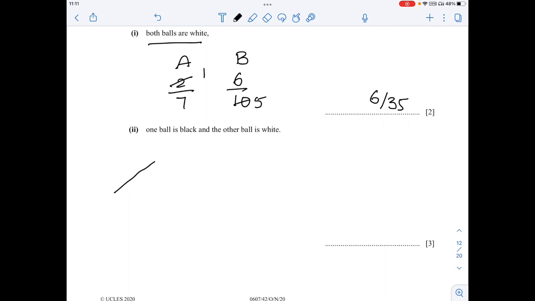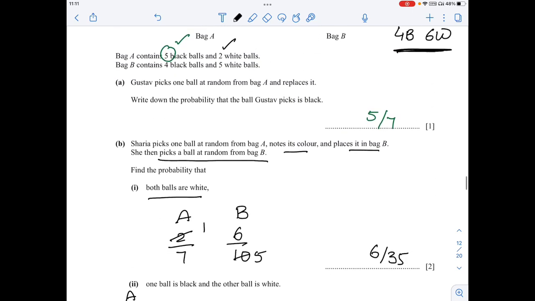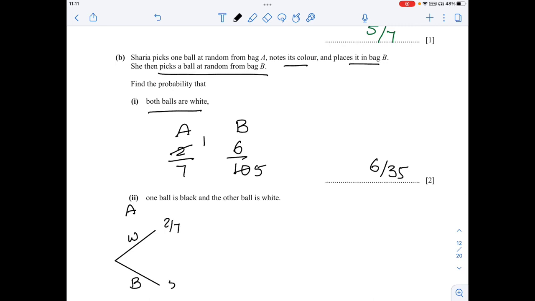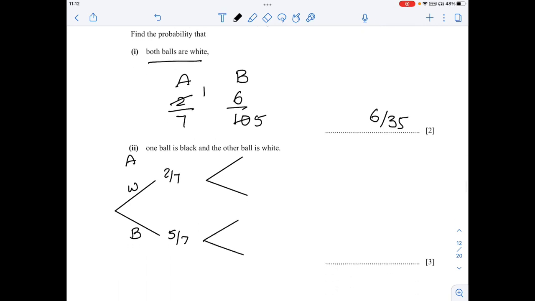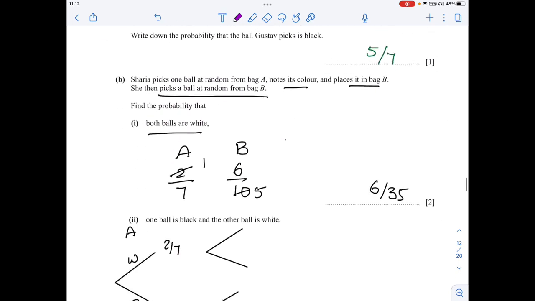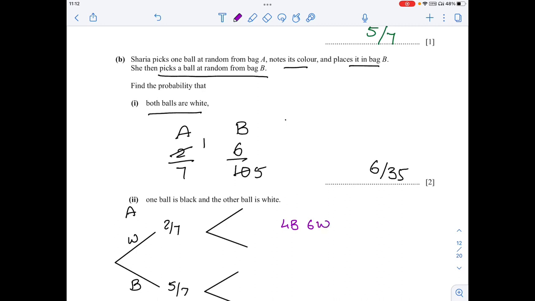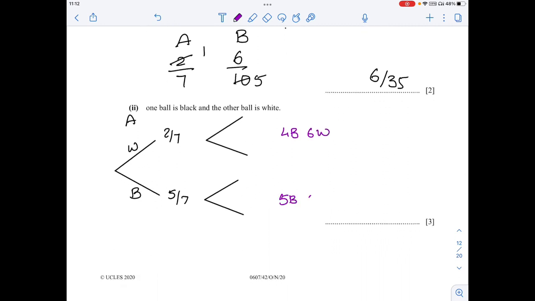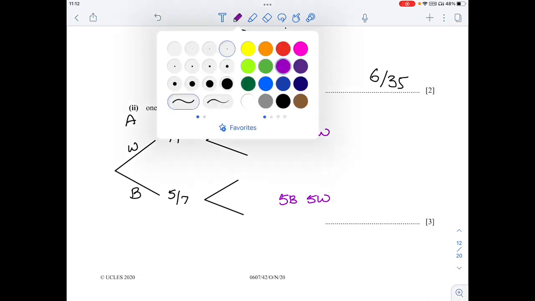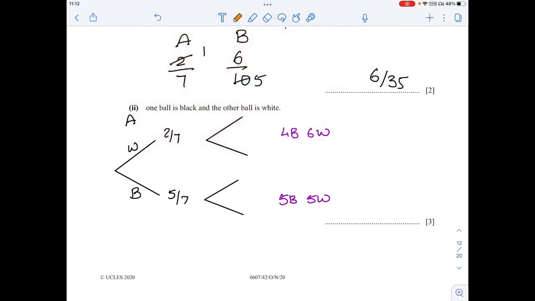If we write it out in the form of a tree diagram, it will be much easier to understand. White, black from bag A. So the probability of white is going to be 2 upon 7 and the probability of black is going to be 5 upon 7. Now from bag B, because she is placing this ball in bag B, if she is placing a white ball, the composition will become 4 black and 6 white. If she is placing a black ball, it will become 5 black and 5 white. Now, what is the probability of selecting from bag B?